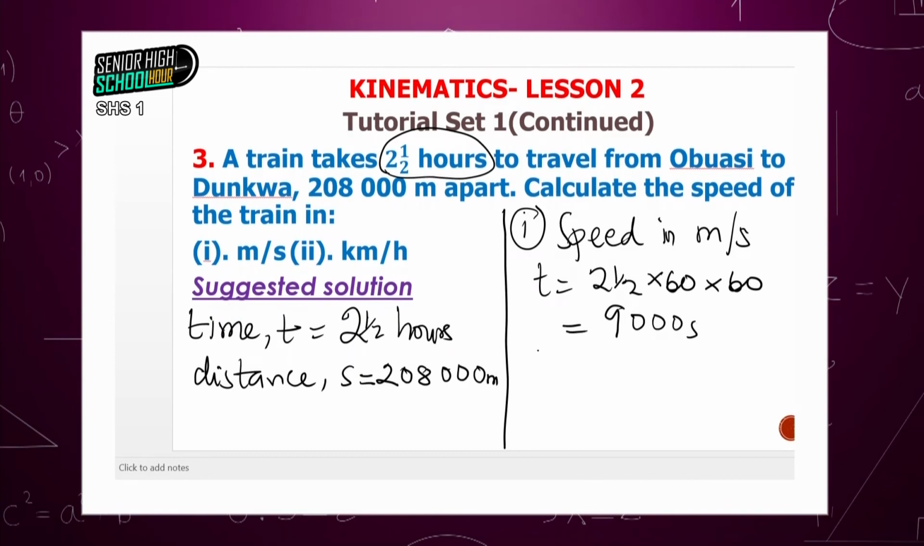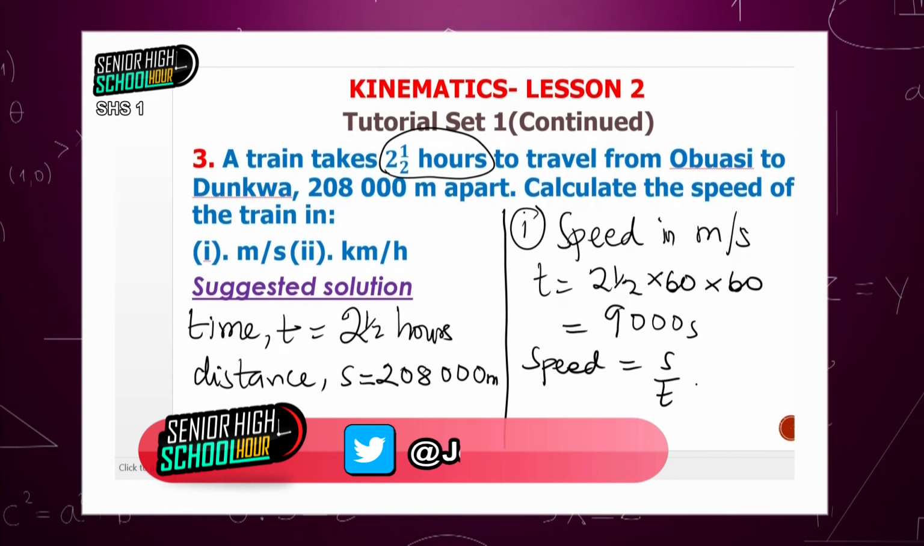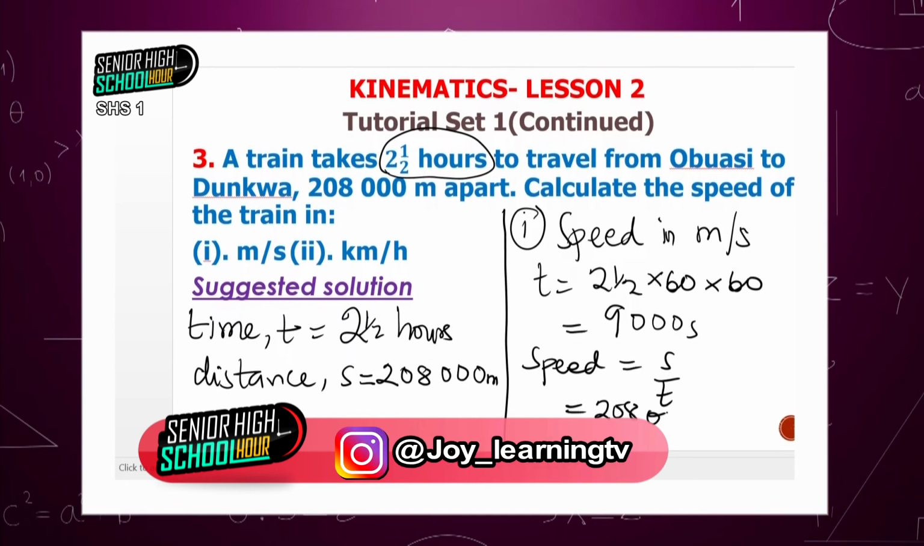And our formula says speed is equal to distance over time. I've already explained that distance, I'm using s to represent it, and time, I'm using t. So I don't need to write everything in full again. So I have to put in my values. I'm going to get the distance, which is 208,000, over the time, which is 9,000.